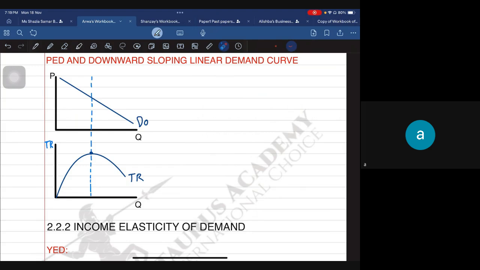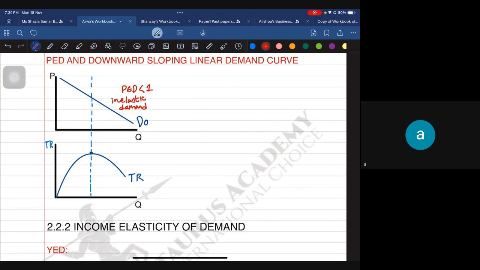If we look at this now, there are certain things that I am going to mention here. First is from the point of view of inelastic demand. From this side to this side is considered to be inelastic, meaning that here the PED is less than what? Less than one. Right. Why is it so? Let's just look at it.